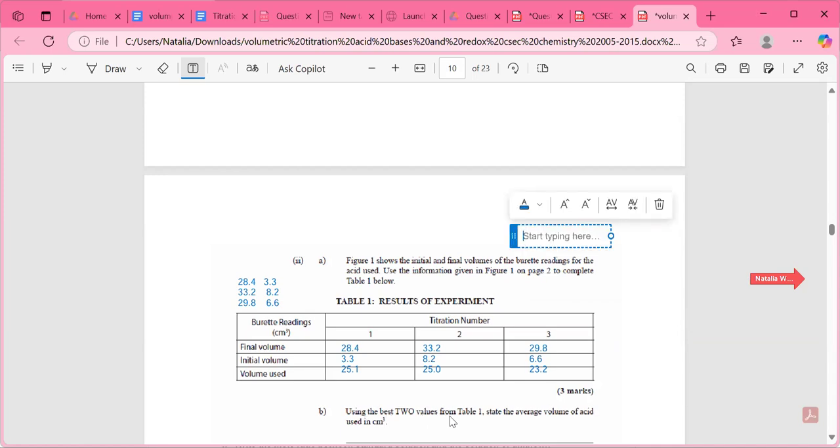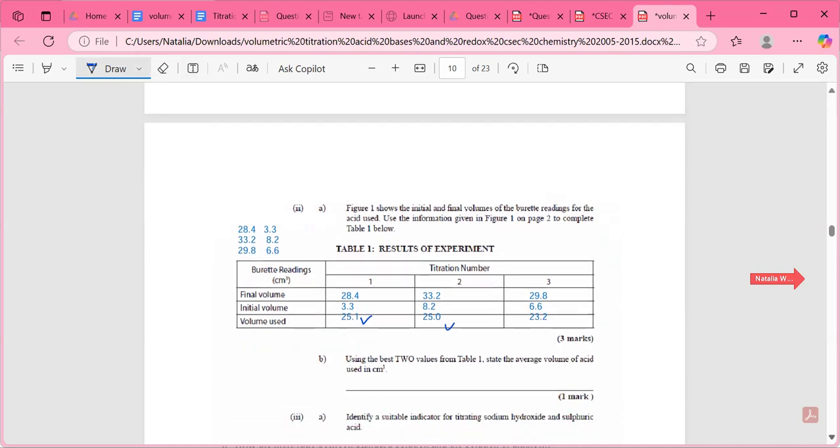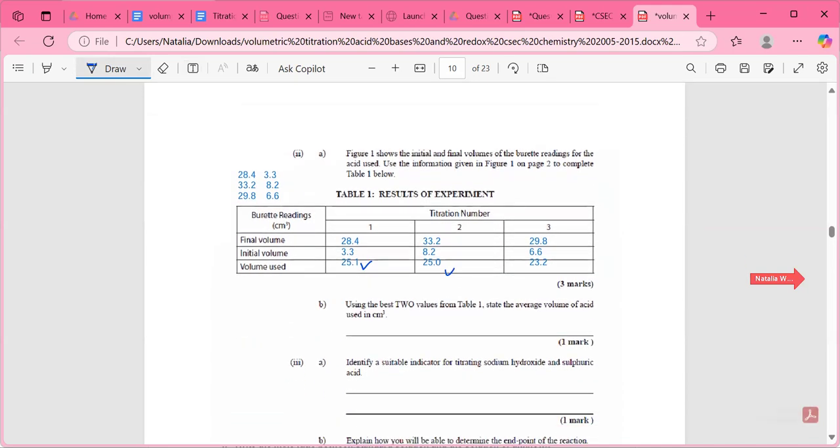All right, so the next question is: using the best two values from the table, state the average volume of acid used in centimeters cube. So what two values will I use? 25.1 and 25.0. I'll use these two values, 25.1 and 25.0, because they're off by only 0.1.